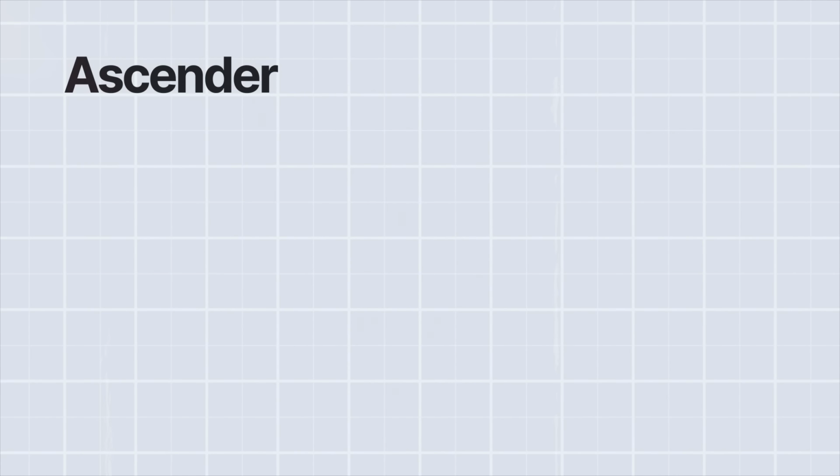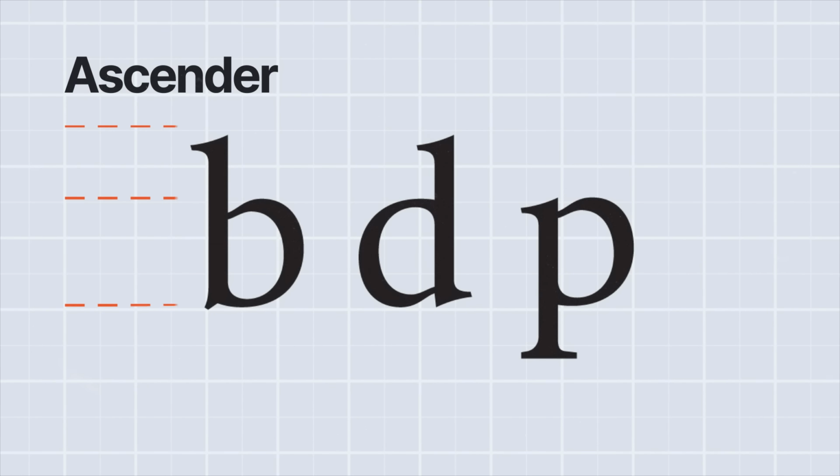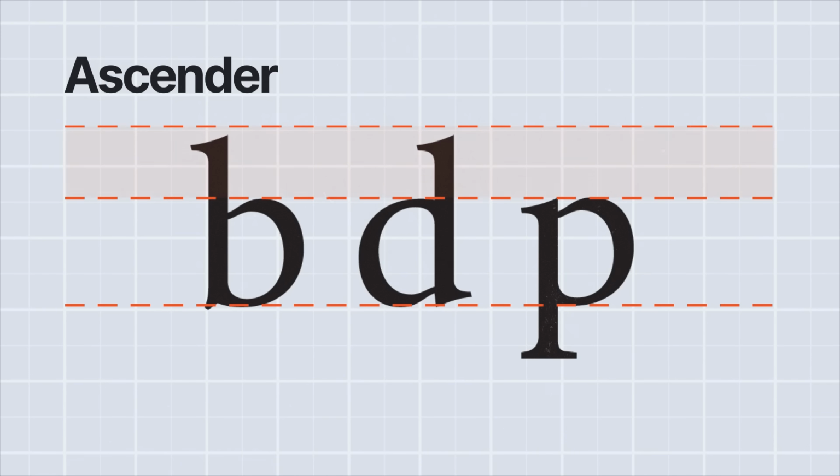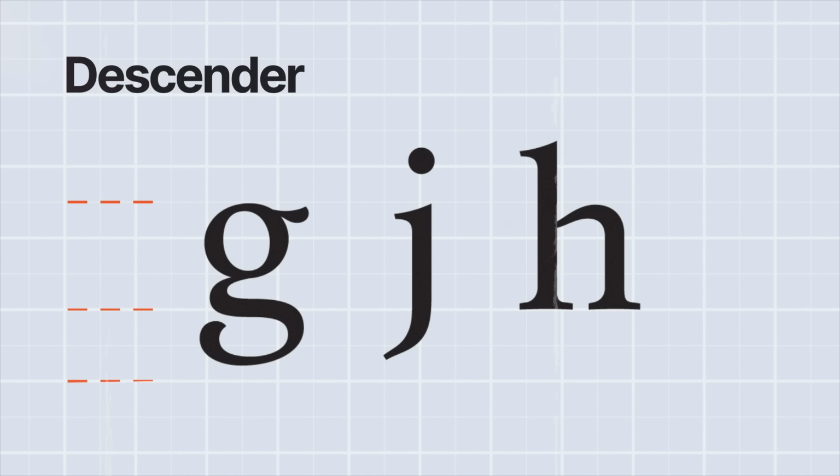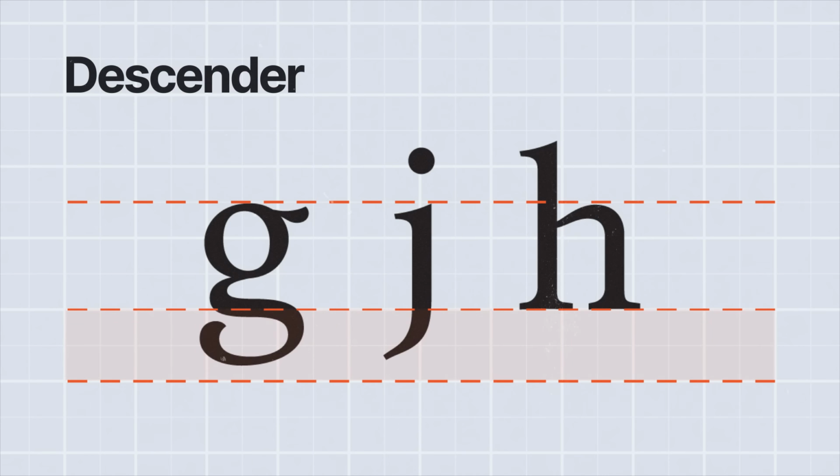Next up, we have ascender. So any part of a lowercase letter that extends above the X height, for example, letters like B, D, or H, have an ascender. Descender is any part of a lowercase letter that extends below the baseline, for example, G, J, P, or Q.